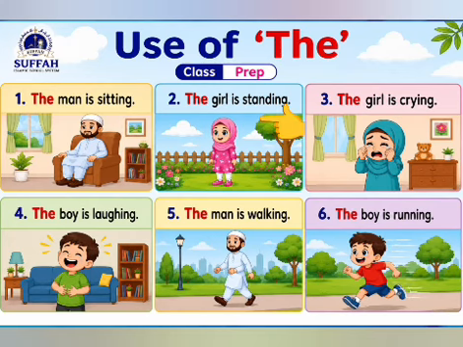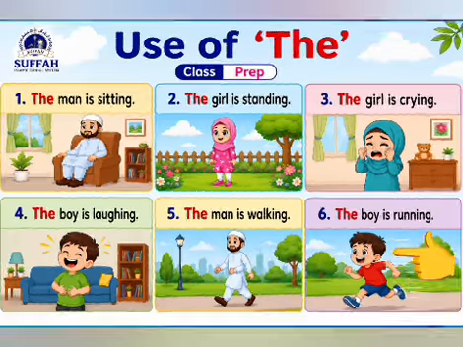The girl is standing. Next is: The girl is crying. Do you see? The girl is crying. Next is: The boy is laughing. The boy is laughing. Next is: The man is walking. And number 6 is: The boy is running.